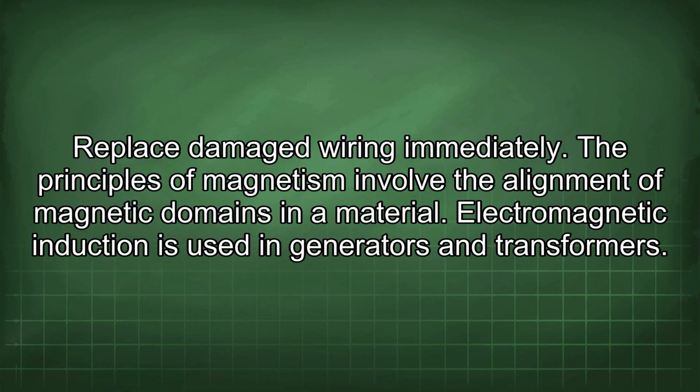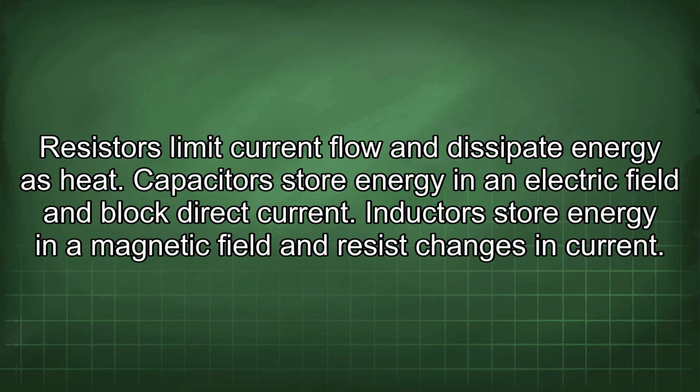Electromagnetic induction is used in generators and transformers. Resistors limit current flow and dissipate energy as heat. Capacitors store energy in an electric field and block direct current. Inductors store energy in a magnetic field and resist changes in current.